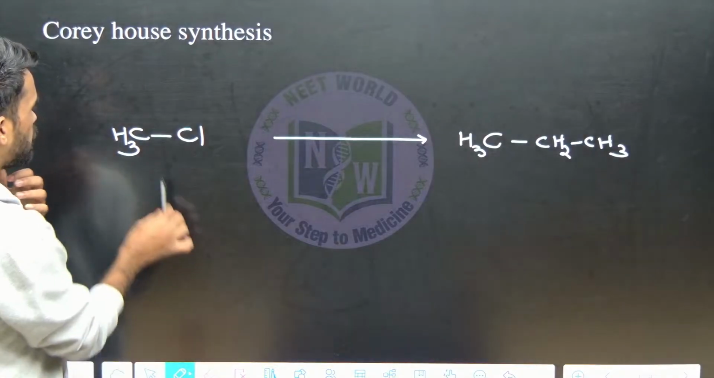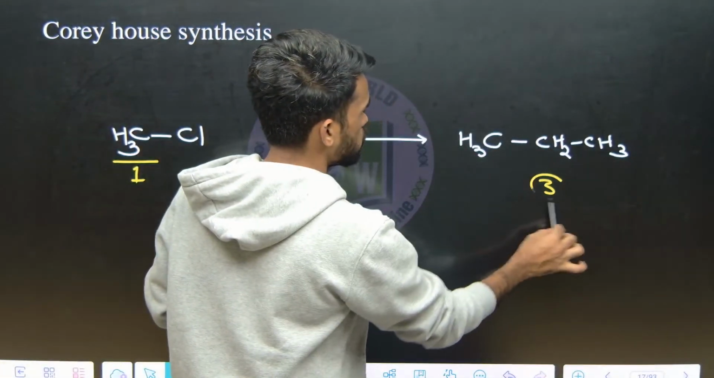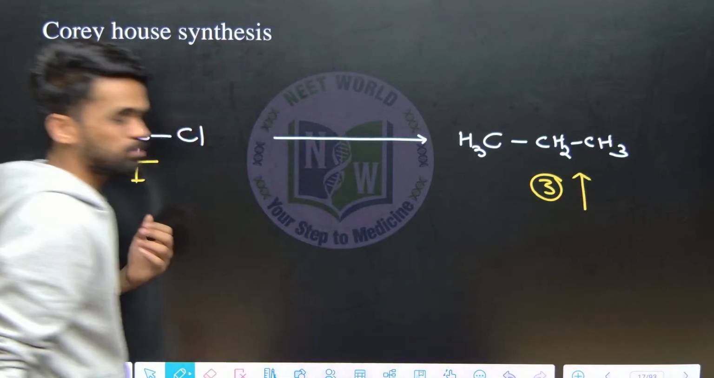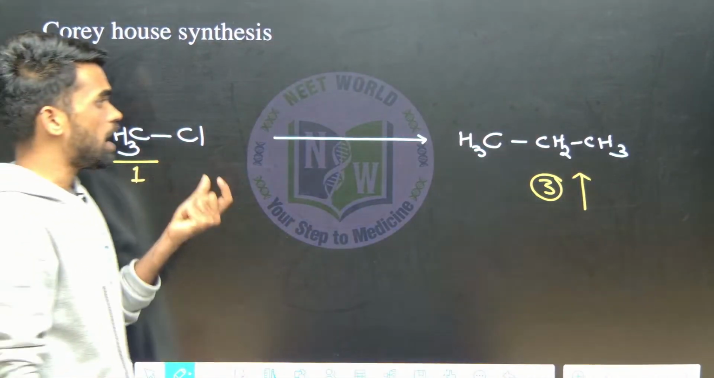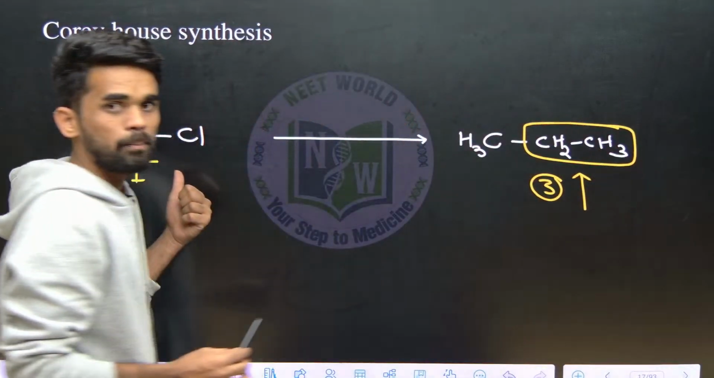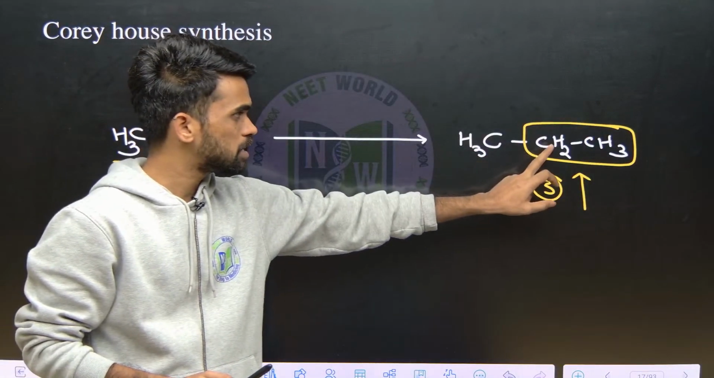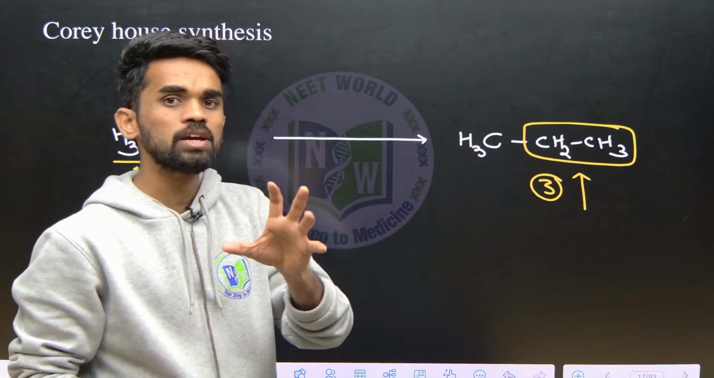So our reactant has only one carbon, but the product has 3 carbons. The number of carbons is more now. So we need to add an extra part. This extra part must be added to this methyl chloride to prepare propane. How many carbons are there? 1 and 2. So an ethyl group must be added.